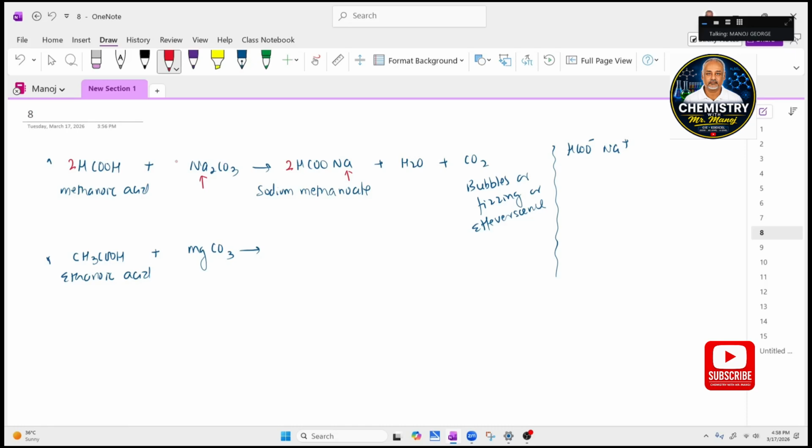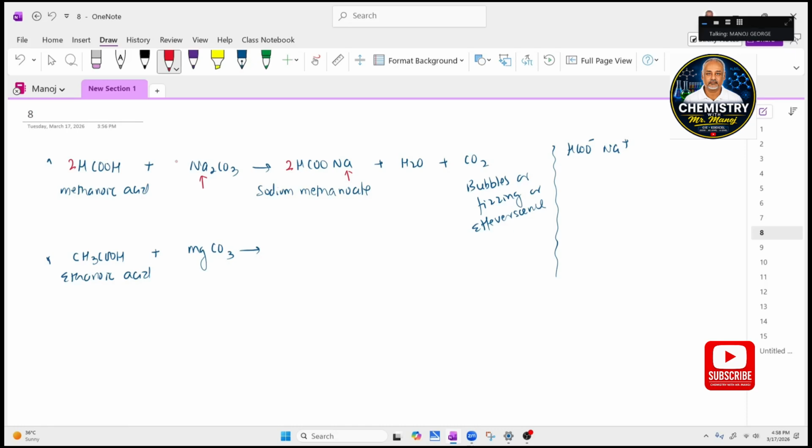Now, can we just check the carbons? I have 2 carbons here, 1 carbon here, that's 3. I have 2 carbons here, 1 carbon, 3. Okay, carbon is okay. Now let's check the hydrogen. 2 hydrogen into 2, 4. I have 2 hydrogens here, 2 hydrogens here. Okay, everything looks to be good.